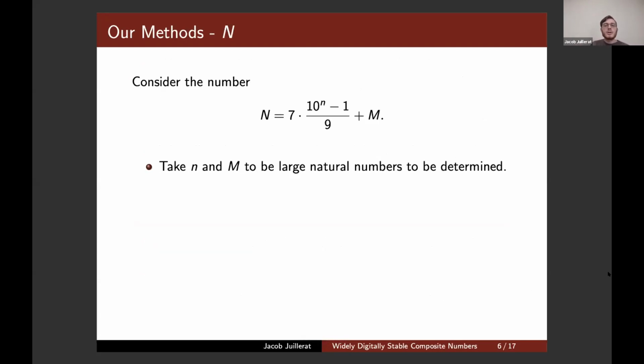So how did we go about showing that there are infinitely many widely digitally stable composite numbers? We don't start with just any number. We're going to start with an integer N that looks like this, where little n and capital M are large numbers that we're going to determine later. And the way we're going to make a widely digitally stable number is we're just going to put requirements on the little n and the capital M.